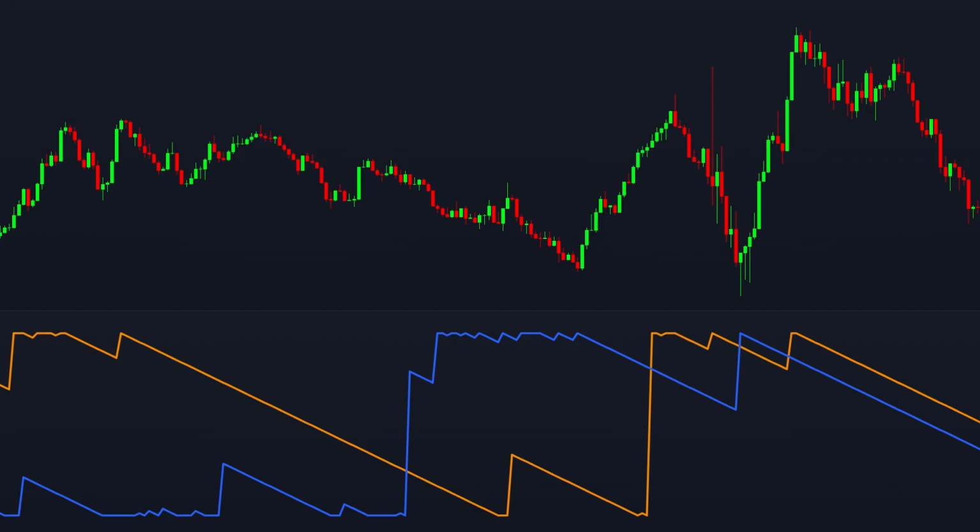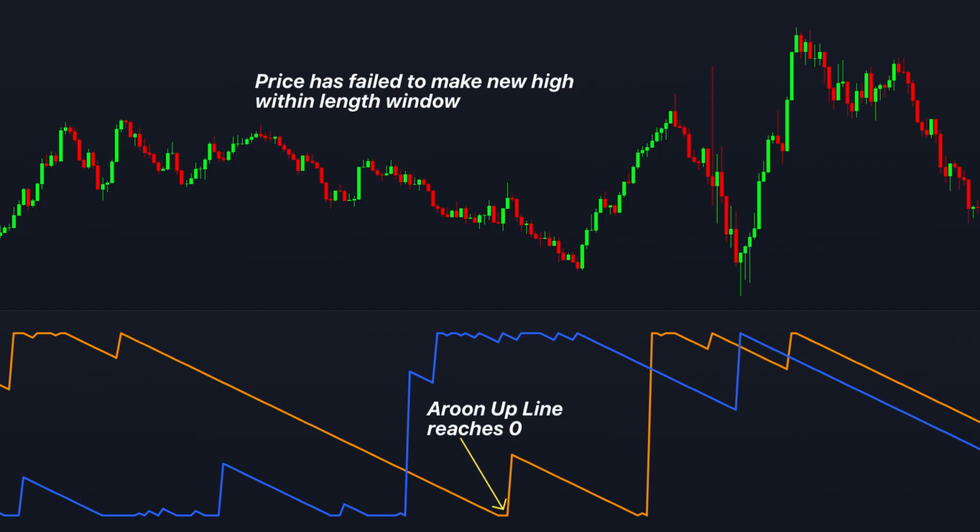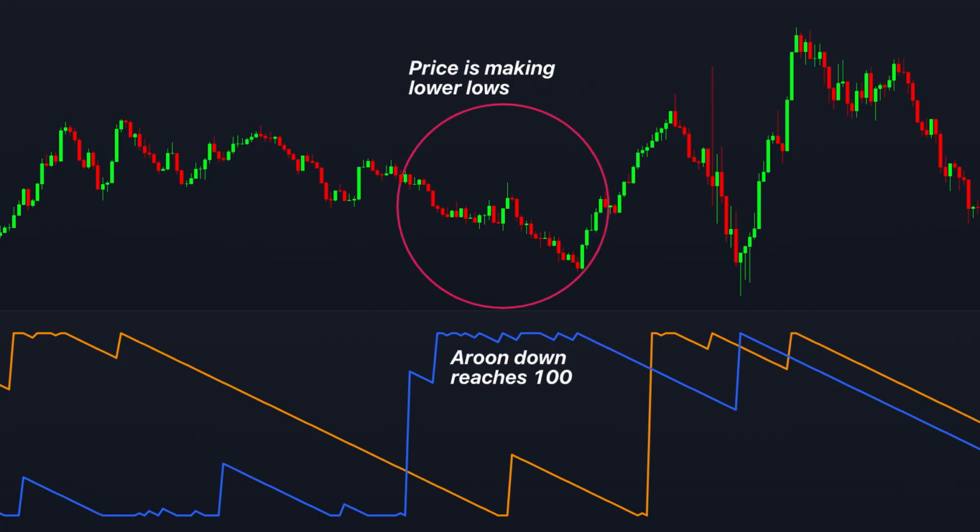What does it mean when it reaches the zero line? If price does not make a new high within the length window specified, we hit 0 on the indicator. At this point, there is no uptrend present in the price within the length window whatsoever. The last time price made a new high was outside the range of the length setting for the indicator. All this is in the case of an uptrend. In the case of a downtrend, it's the same, but with a blue line, and the indicator is looking for lower lows instead of higher highs.